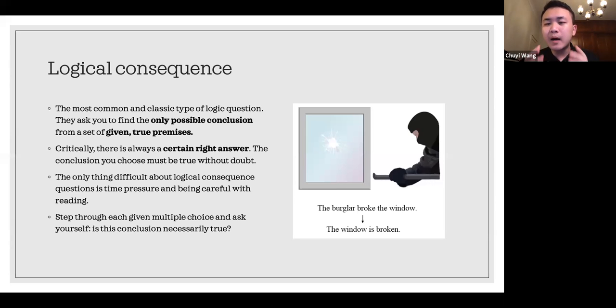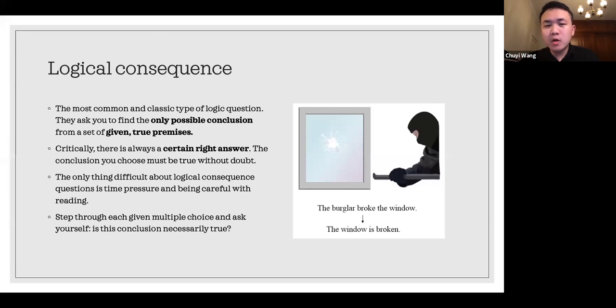The only difficult part about logical consequence questions are, and this is something we're going to get into a bit later, two things. One, the time pressure, and two, silly mistakes from not being careful with reading. Now, put up your hand if you've made a silly mistake by reading the question too fast. I know I have. I'm sure all of you have as well. It's the most annoying type of mistake to make because you know you can get the question right, but unfortunately, you just read it too fast or you read it a little inaccurately. Logical consequence questions, because they're so specific and there's always a right answer, you have to read things carefully.